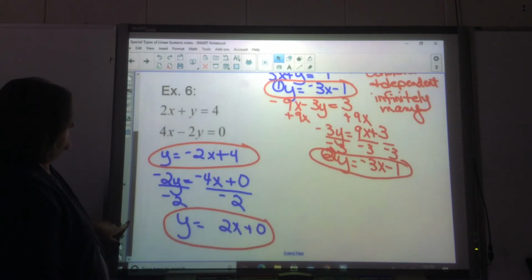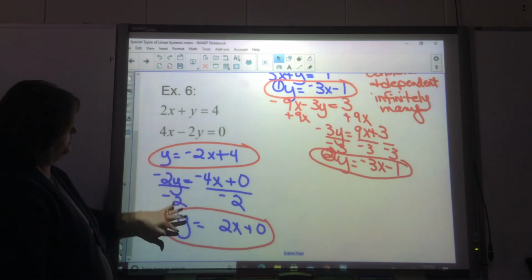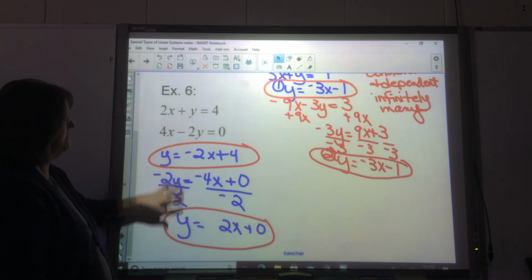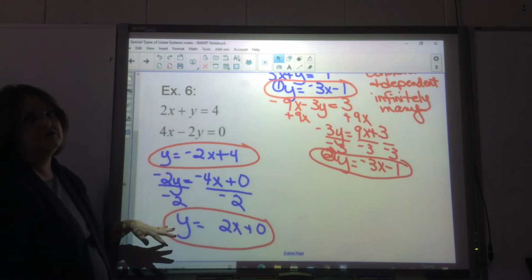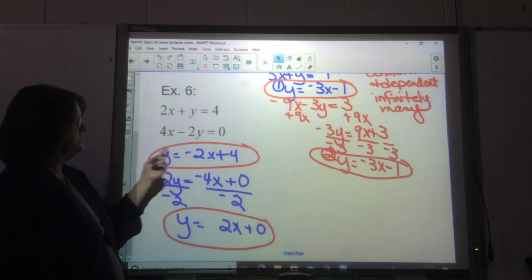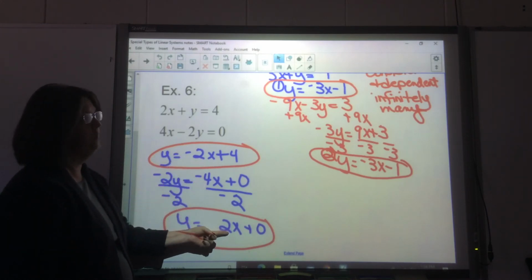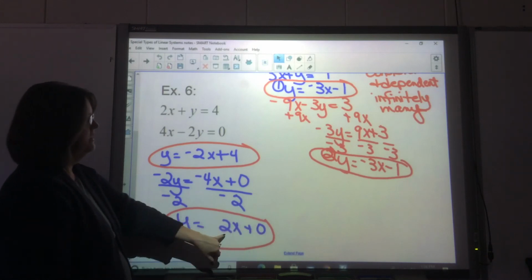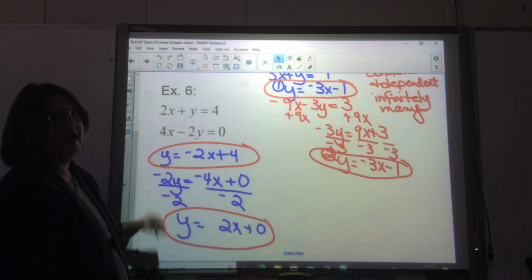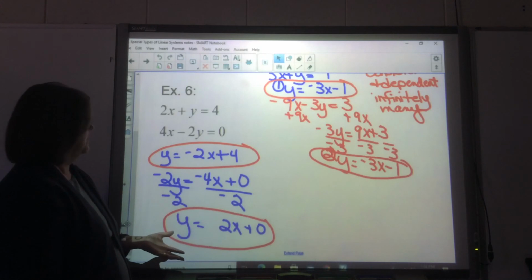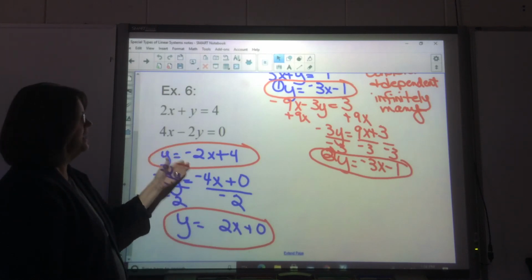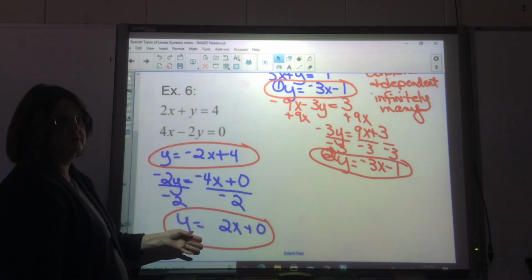You come down and do this one, and you put these two in slope-intercept form, and be very, very careful because these two can be deceiving. This one says y equals -2x plus 4. This one says y equals 2x plus 0. This is positive, this is negative. You have to be very, very careful. So these are going to have one solution.